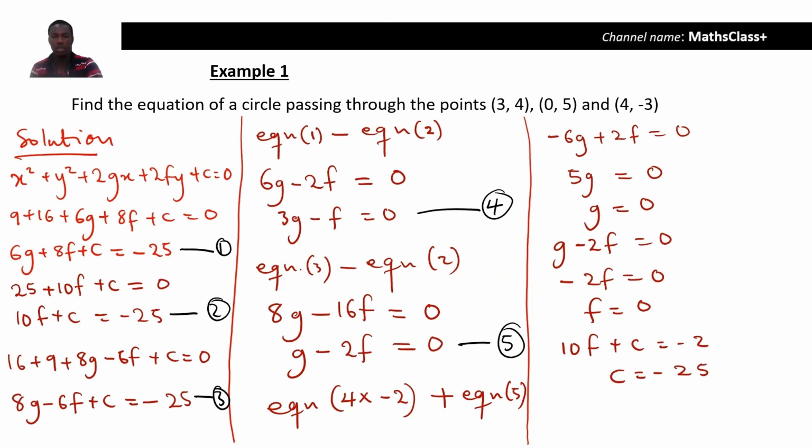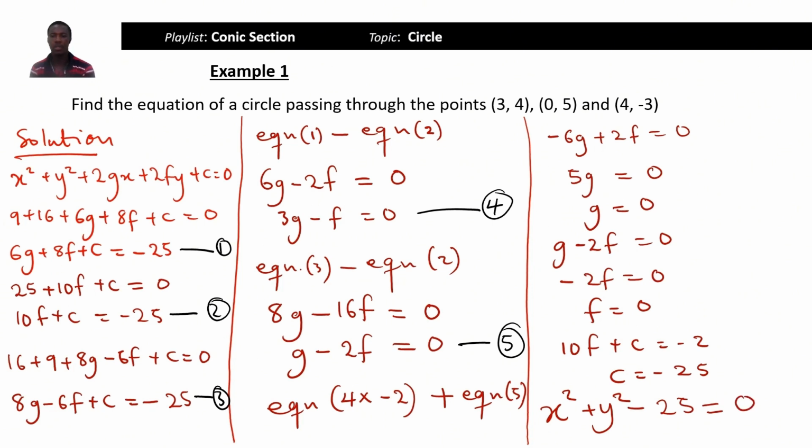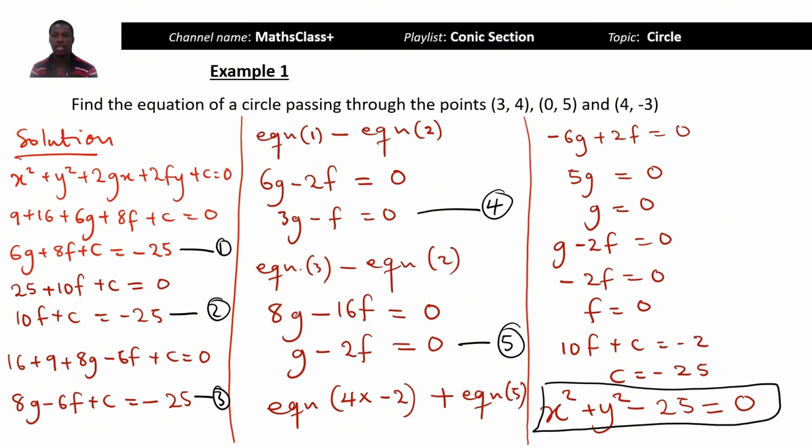Therefore, when I substitute into the general formula, I'll have x squared plus y squared. Now, when I put 0 in place of j, the x component will be gone. When I put 0 in place of f, the y component will also be gone. And then it will be left with the c, which is minus 25 equals 0. So this is the equation of the circle with the 3 points on it as given. Okay, now we are going to apply the second method.